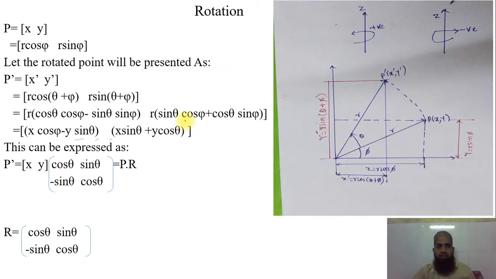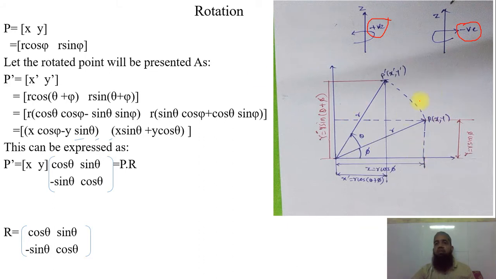Next we have rotation. The meaning of rotation is that we are going to rotate the object. That may be in the anti-clockwise direction or the clockwise direction. If it is the anti-clockwise direction, we will take it as positive. If it is the clockwise direction, we will take it as negative. This is the sign convention.